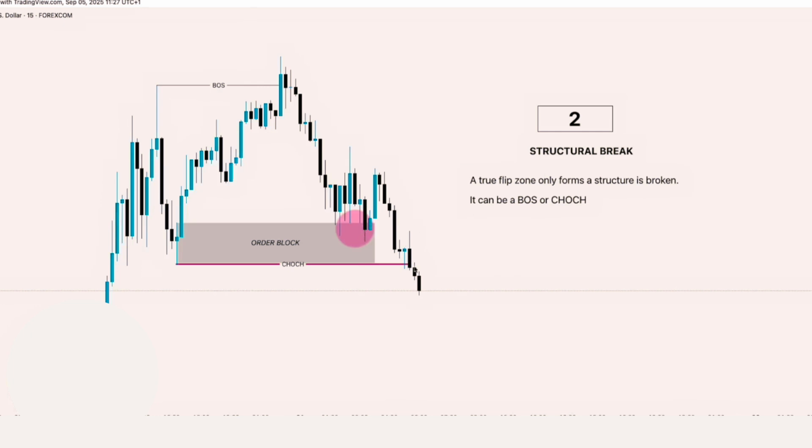After the reaction, there must be a clear break of structure or change of character, either to the upside or to the downside. From this illustration we have here, this is to the downside, showing what? A change of character. So a true flip zone only forms if there is a structure break. So it can be what? A break of structure, or what? A change of character. Please have that in mind.